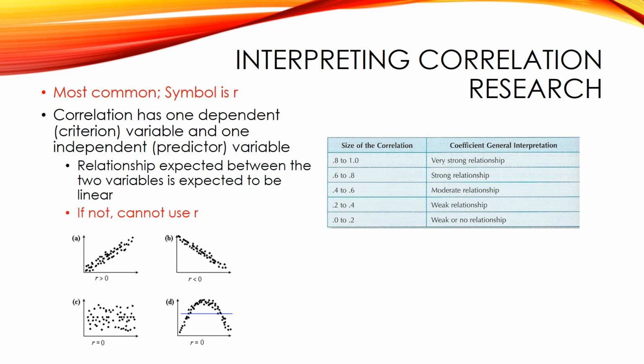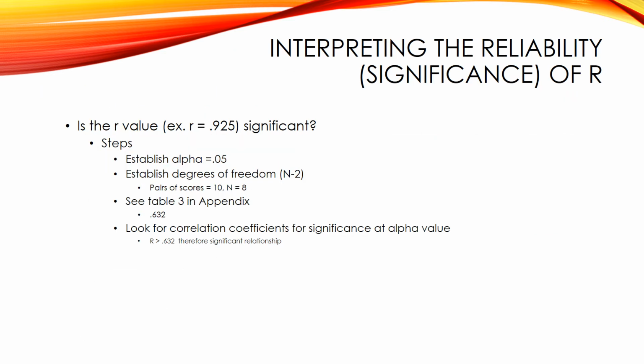So when we now look at the reliability or the significance, what we would basically do is establish an alpha of 0.05, and establish the degrees of freedom, which is n minus 2. So if you have 10 pairs of scores, n minus 2 is 8. And then you would go into the appendix in your textbook, Table 3, and look at the correlation coefficients for significance at alpha of 0.05.